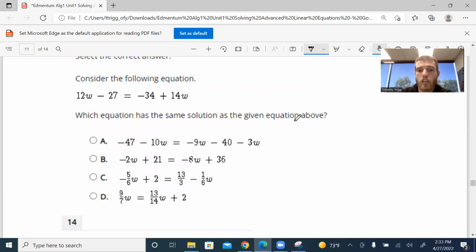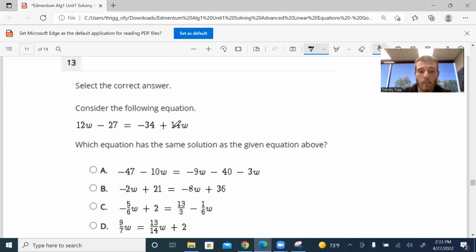Which equation has the same solution as the equation above? So you're going to have to solve these guys, unfortunately, and figure out which one has the same solution as this one. I'm going to go ahead and work this one out with you so we can figure out the solution we're looking for. So I'm noticing that W's are on both sides of this equation. I don't like that. So I'm going to go and subtract 14W on both sides of the equation. That way we don't have W's here on the right. 12W minus 14W is negative 2W. We also have this minus 27 here. On the right side, we have negative 34.